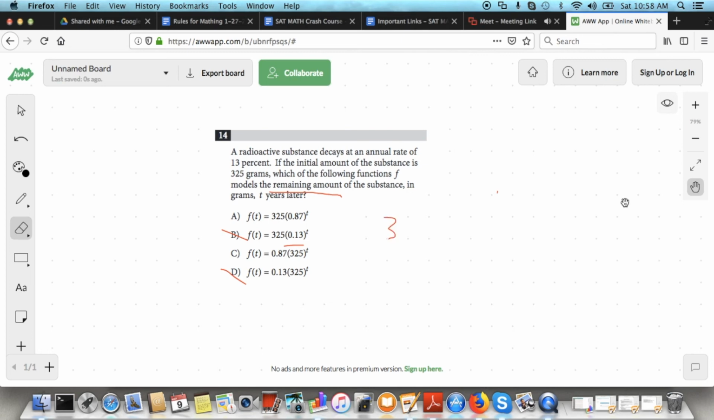We're going to test answer choice A again: 325 times 0.87 squared, to the power of 2. The important part here is that you've got to square this first. You're not multiplying 325 by 0.87 then squaring it. You're squaring 0.87 first, then multiplying that by 325. So 0.87 squared, weird number, then that times 325. 245, excuse me.